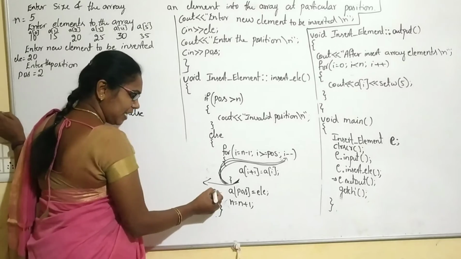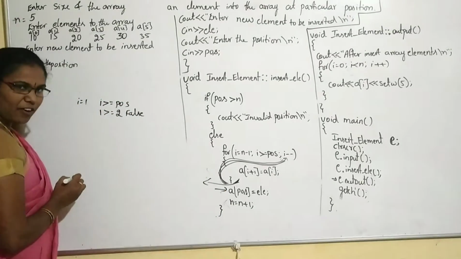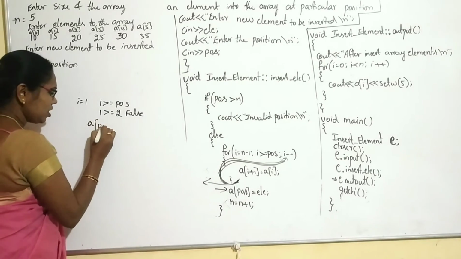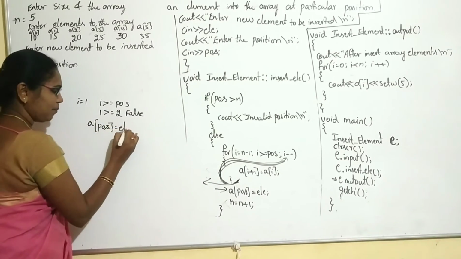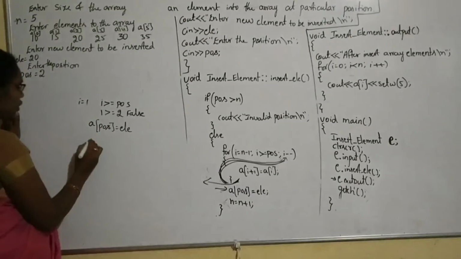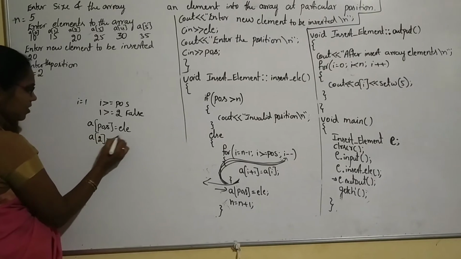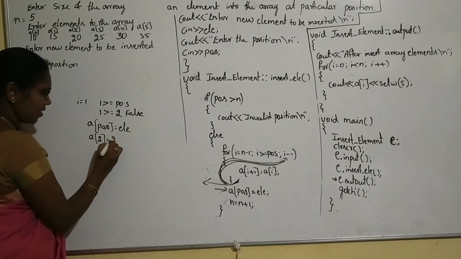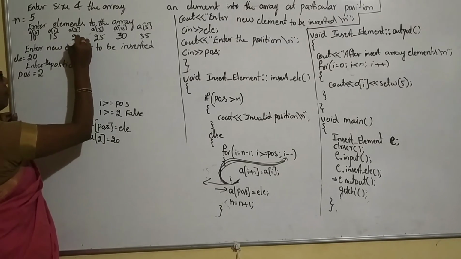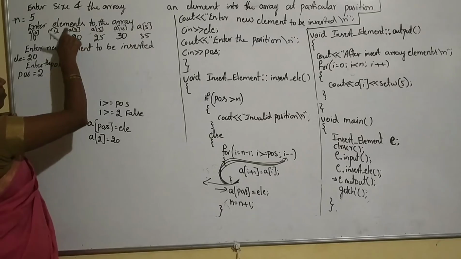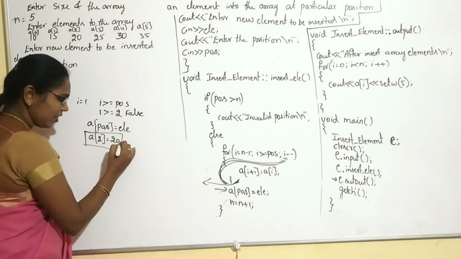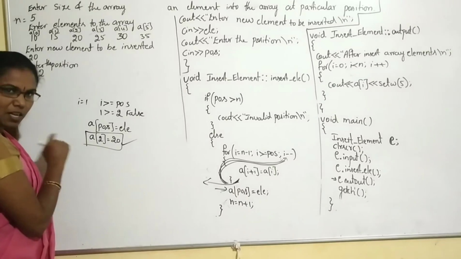So, after that, it will execute the next statement in the function. What statement have we written here? We have written A of position equals ELE. So, here substitute position and ELE value. Position means 2. For the 2 position, element means 20. So, for the A of 2 position, we are inserting the element 20. Now, 20 will be inserted at the position 2. Understood? Successfully we are inserting the element at the particular position.